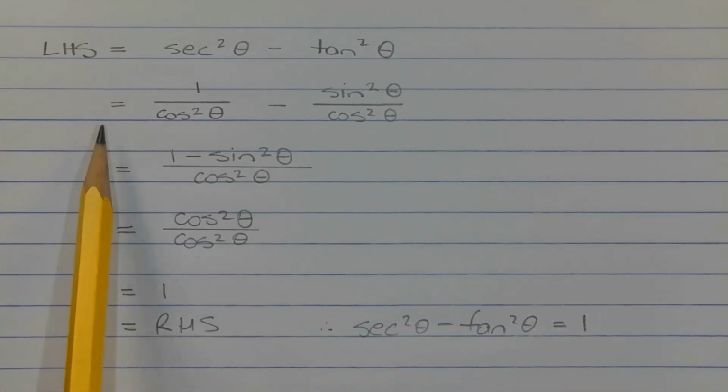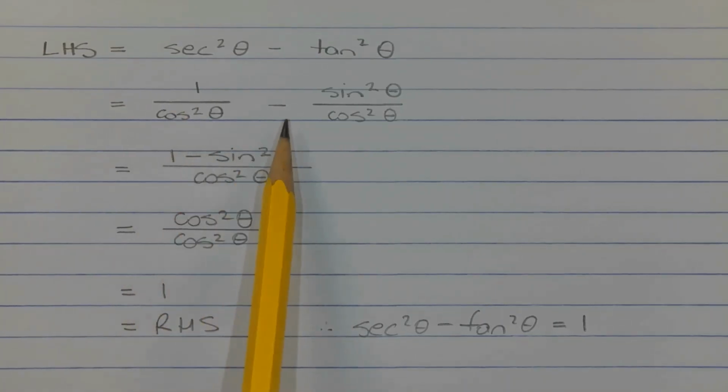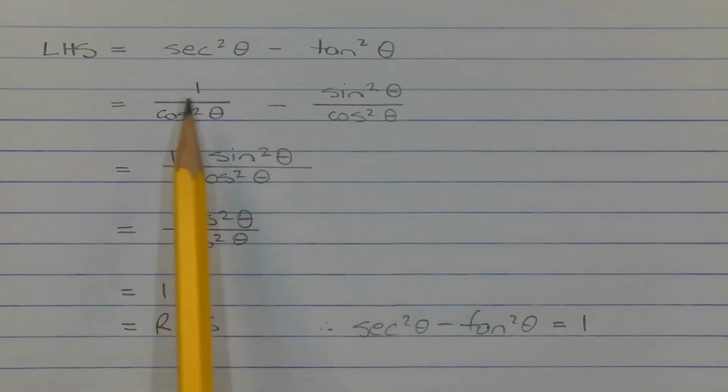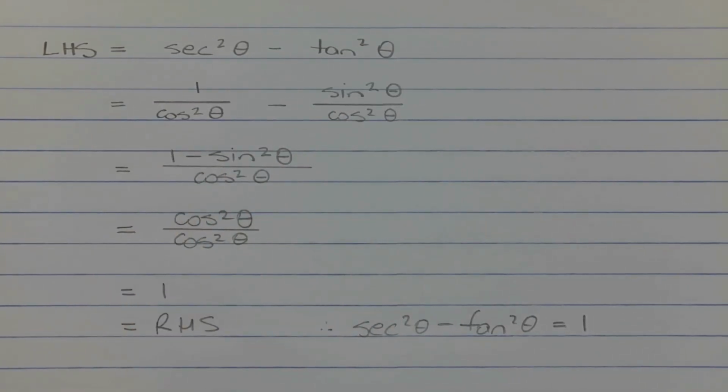So the left-hand side is equal to 1 over cos squared theta minus sine squared theta over cos squared theta. So we have the difference of two fractions and the denominators are identical, so we can combine the numerators by subtraction. So we have left-hand side is equal to (1 minus sine squared theta) over cos squared theta. Now recall that sine squared theta plus cos squared theta is equal to 1. And if we rearrange that identity to make cos squared theta the subject, we get cos squared theta is equal to 1 minus sine squared theta.